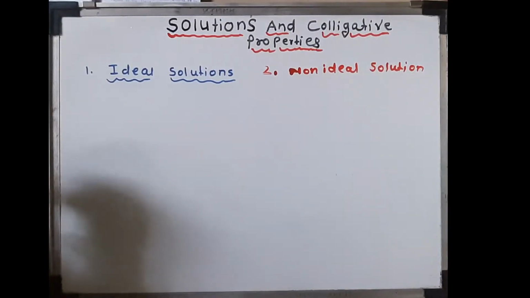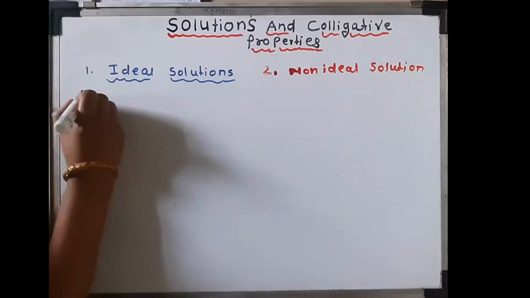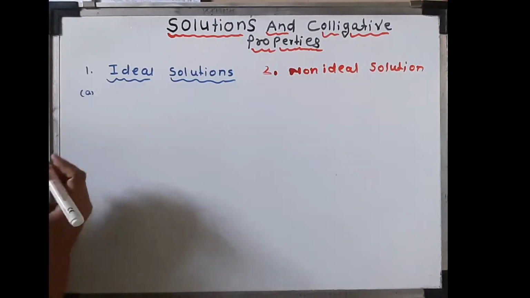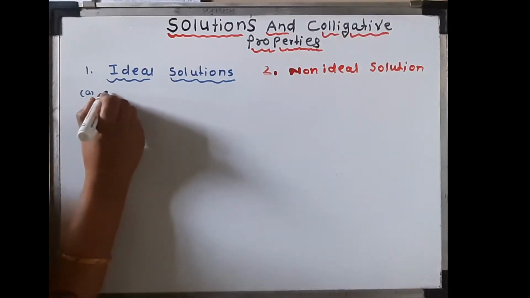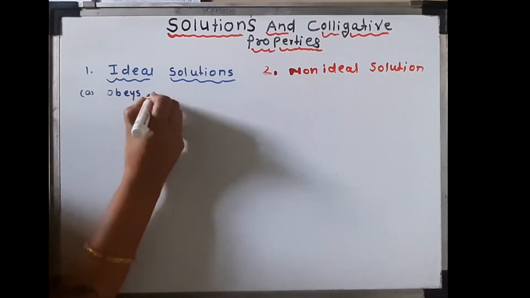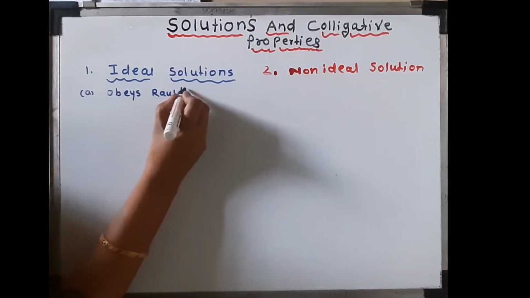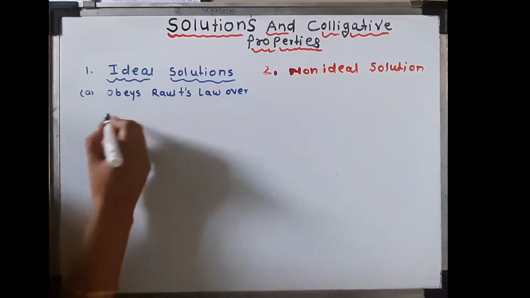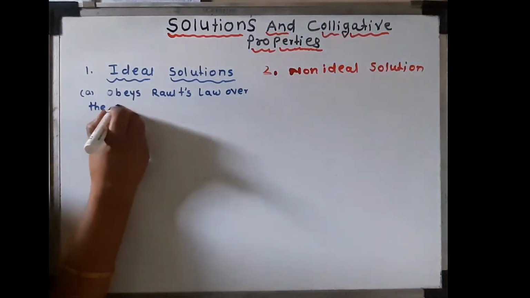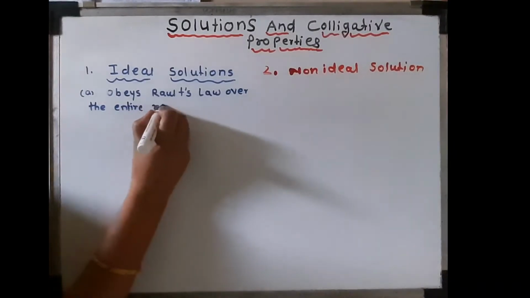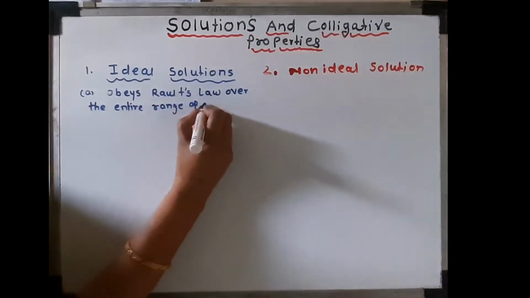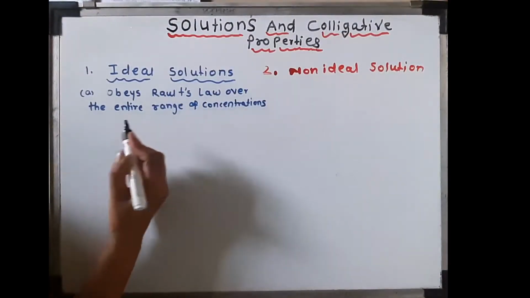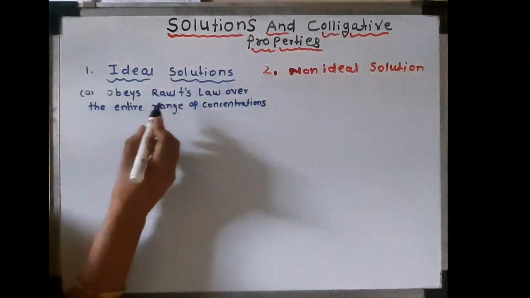Okay, so the first property of an ideal solution is that an ideal solution obeys Raoult's law over the entire range of concentrations. This means that for all concentrations, these ideal solutions obey Raoult's law.